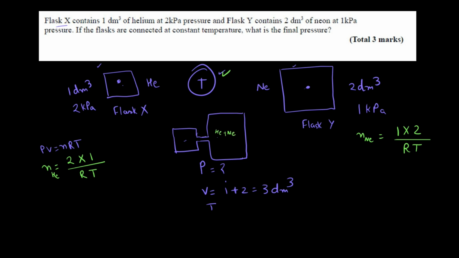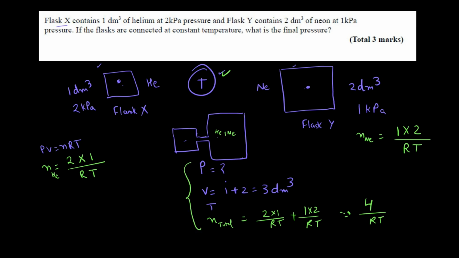Now here we have helium plus neon. So the moles of helium plus neon, so total moles will be 2 multiply 1 over RT plus 1 multiply 2 over RT. So that will be 4 over RT, right? 4 over RT.